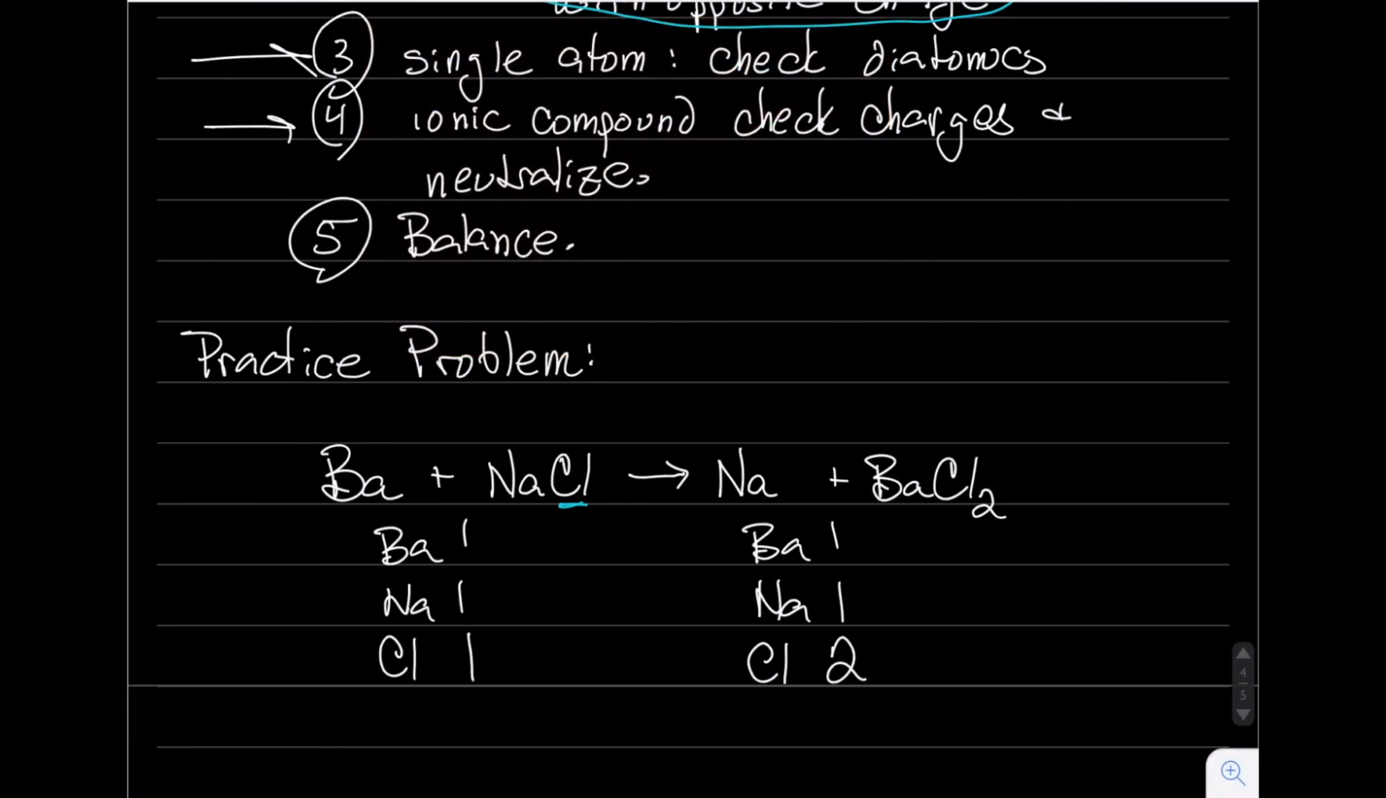All right, so on to balance. Barium looks good, sodium looks good, chlorine not so much. We have 2 on the product side, 1 on the reactant side. So if I put a 2 right here, that'll fix our chlorines. Unfortunately, it also messes up our sodiums. So we now have 2 sodiums on the reactant side and 1 on the product side. To fix that, we could stick a 2 right here. And there you go. We're done with single replacement reactions.